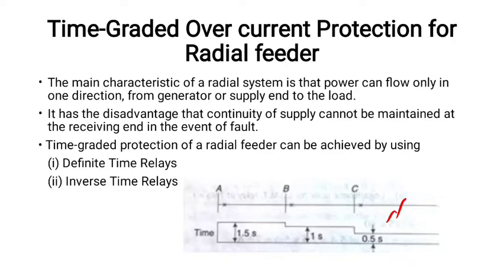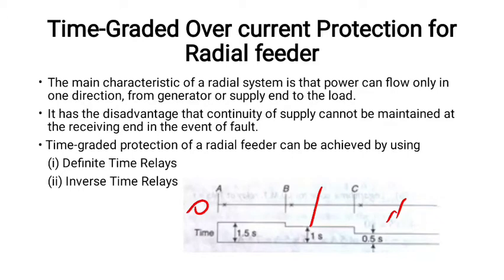Similarly, if the fault occurs between B and C, the circuit breaker at B should trip, as it is a radial feeder. The power source is from this side, from the left hand side. Therefore, the fault is being fed from the source itself. So if the fault occurs between B and C, the relay or circuit breaker at B should trip off, but the circuit breaker at A will not trip.